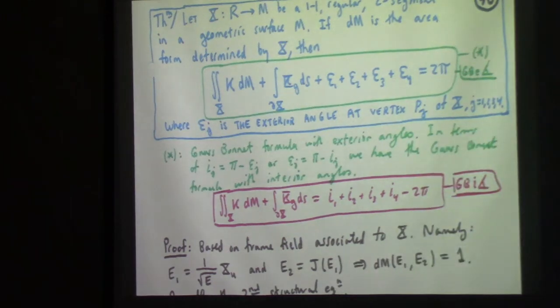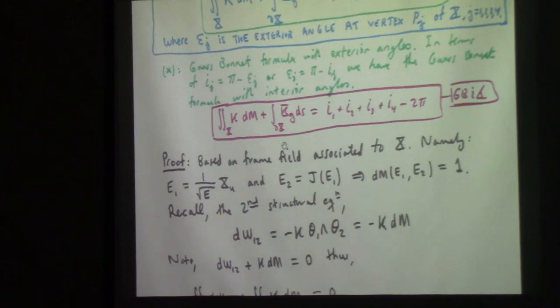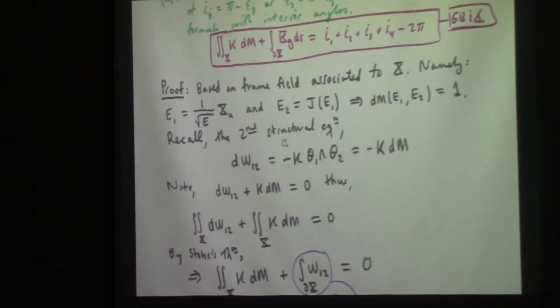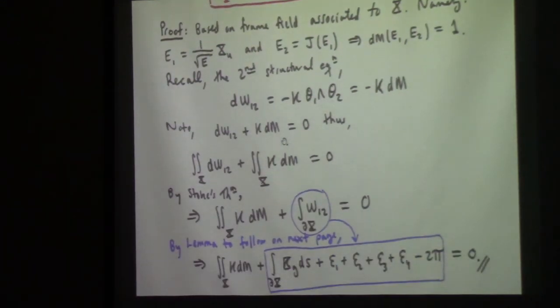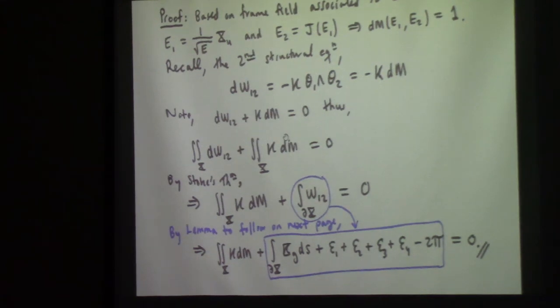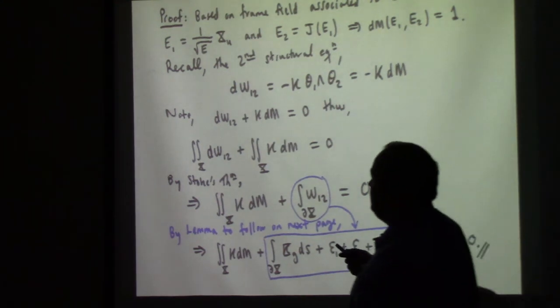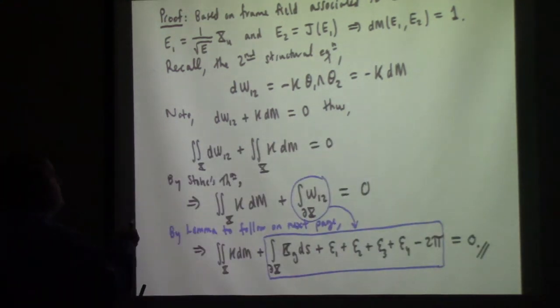Let's go through the proof. I said it's based on using the frame field associated to the 2-segment, namely E1 is 1 over the square root of the warping function times the u partial velocity, and E2, we're just going to rotate that according to this rule that dM of E1, E2 is 1.